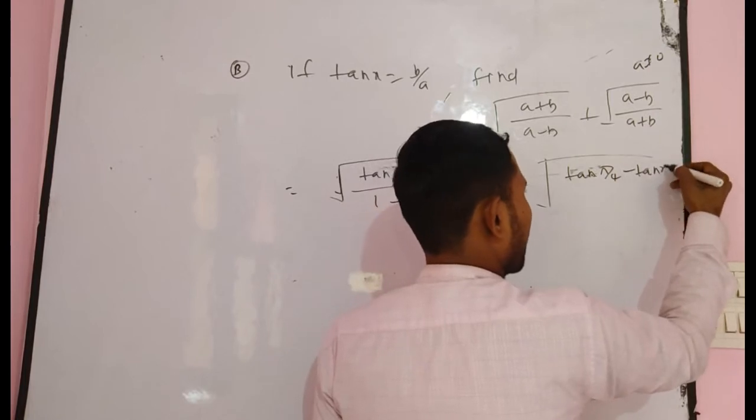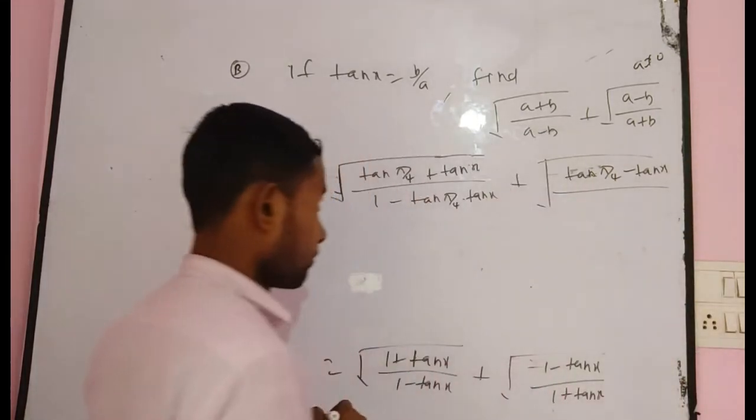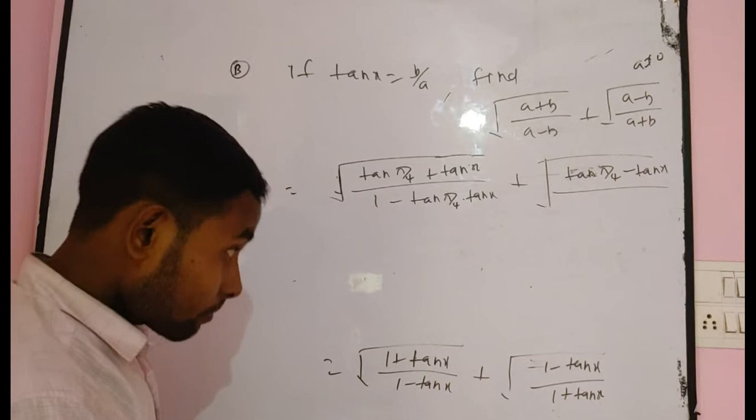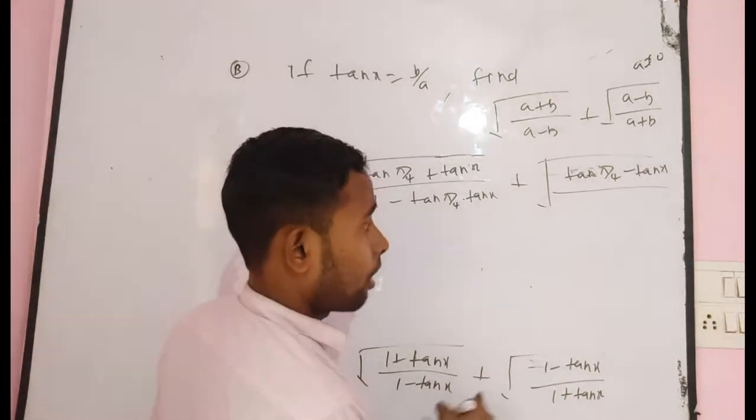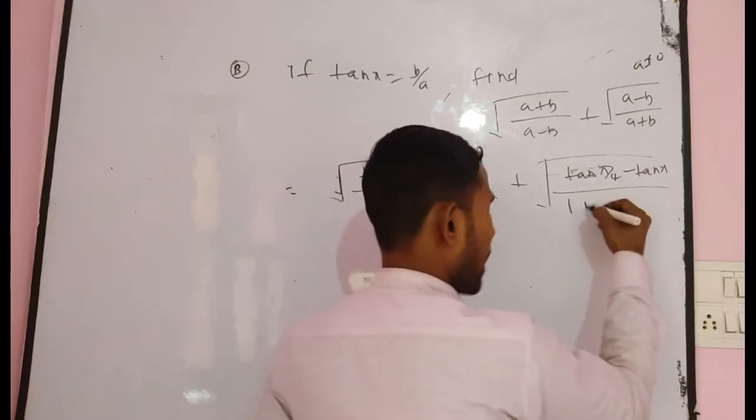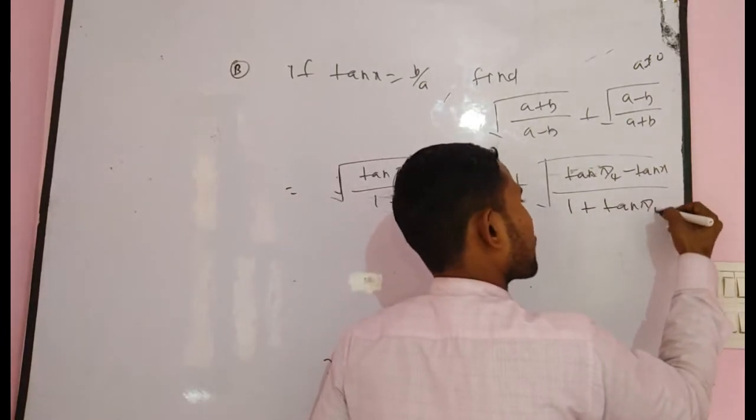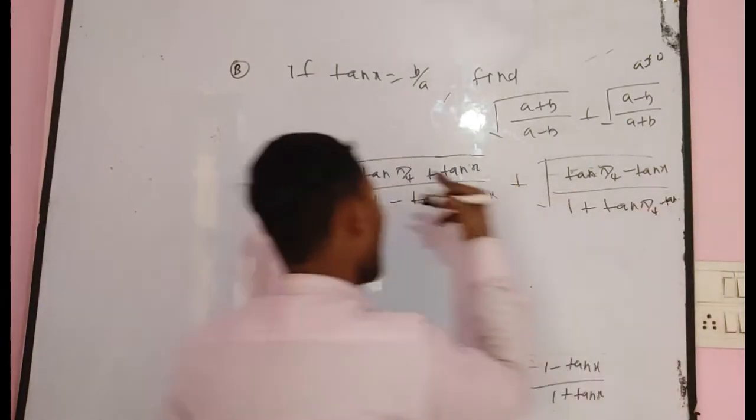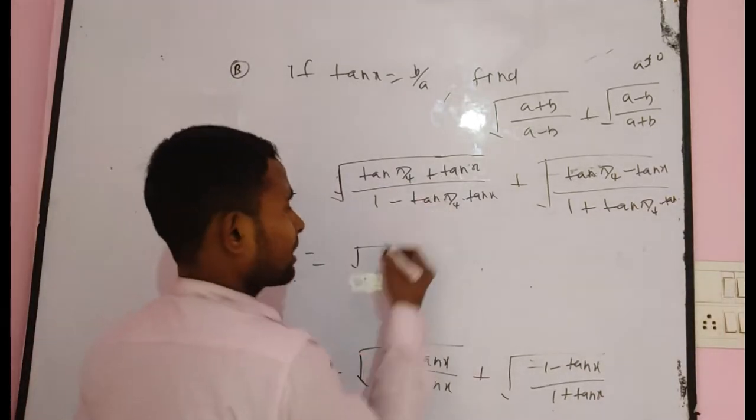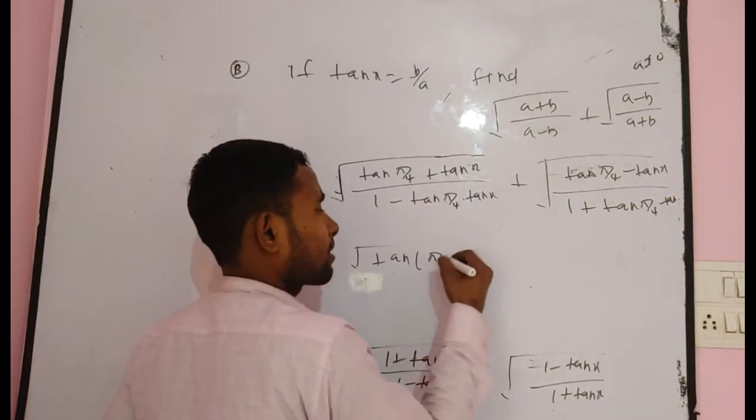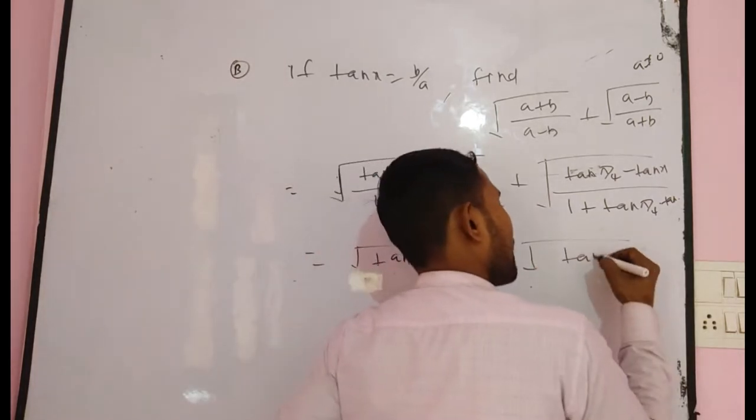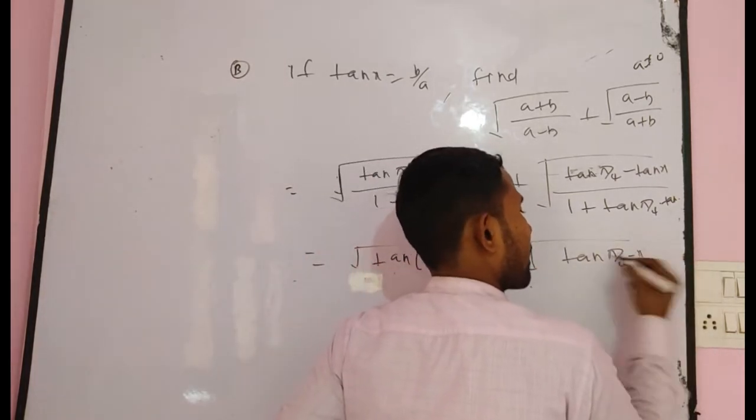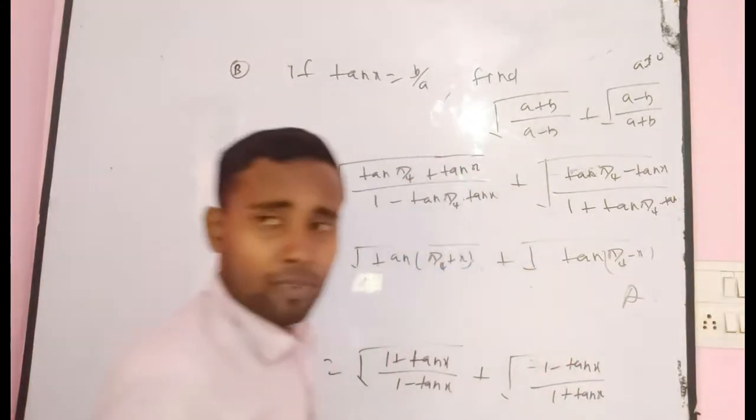Now what is this? This is tan of pi by 4 plus x, plus what is this? tan of pi by 4 minus x. This is your final answer.